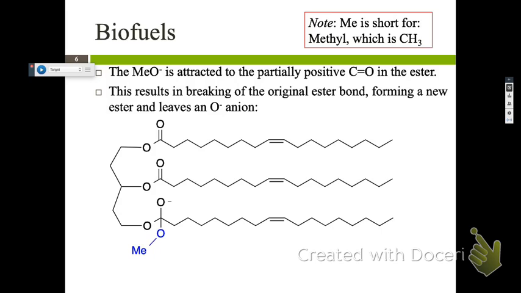So we have this intermediate where the OMe, Me stands for methyl, CH3, is attached to that carbon. But that's not very stable. That carbon is now super electropositive, right? Because it has 3 different oxygens pulling on it. And so those electrons, that lone pair, will come back down and break a bond in that molecule.